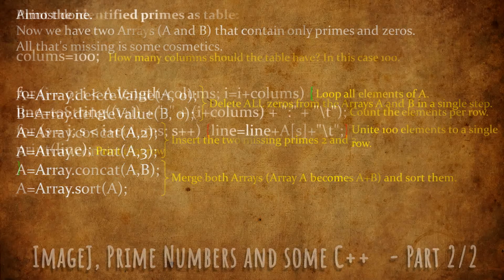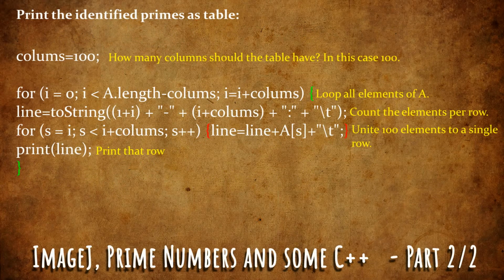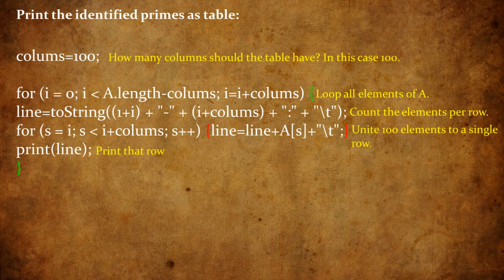Now we want to print our identified primes as a table with a counter. In this case I want a table with 100 columns that shows us 100 prime numbers in every single line. So we first create a string that starts with the counter, and then we use a loop that attaches 100 prime numbers to that counter and prints the complete line.